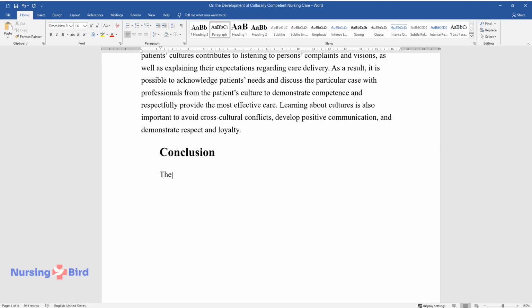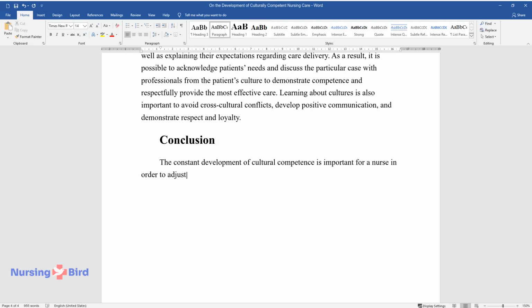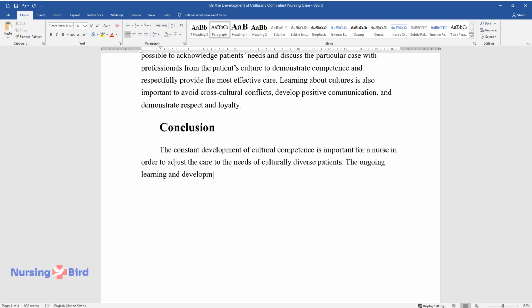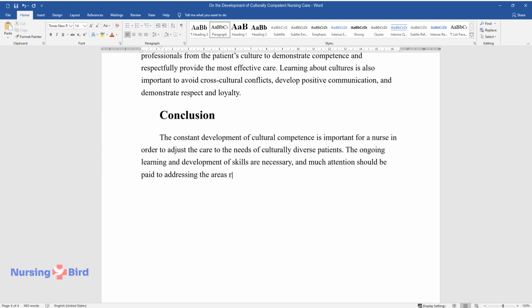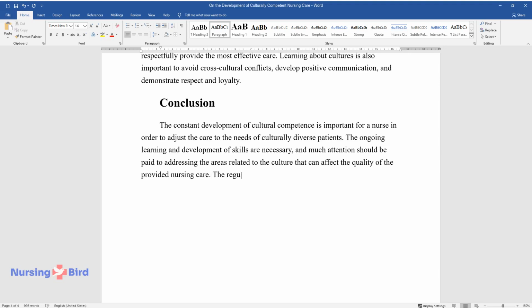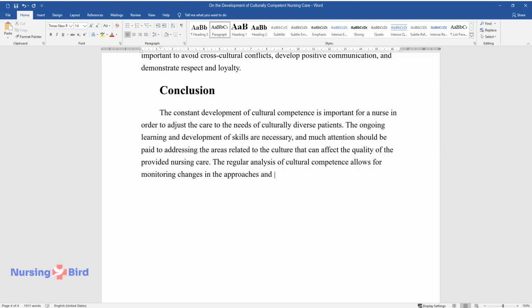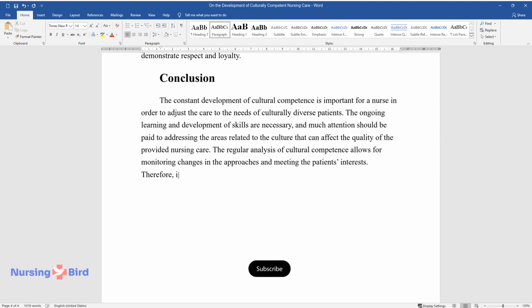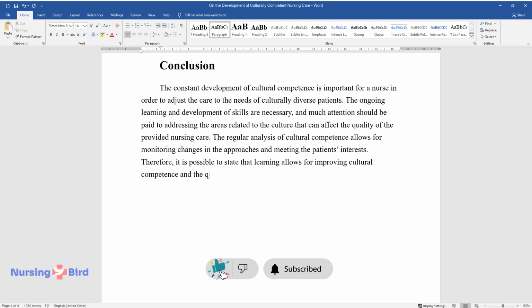Conclusion. The constant development of cultural competence is important for a nurse in order to adjust the care to the needs of culturally diverse patients. The ongoing learning and development of skills are necessary, and much attention should be paid to addressing the areas related to the culture that can affect the quality of the provided nursing care. The regular analysis of cultural competence allows for monitoring changes in the approaches and meeting the patient's interests. Therefore, it is possible to state that learning allows for improving cultural competence and the quality of the provided care when individuals' needs are met.